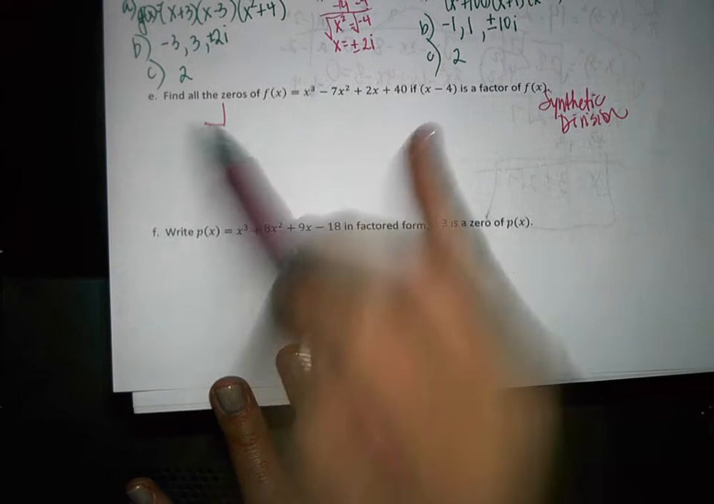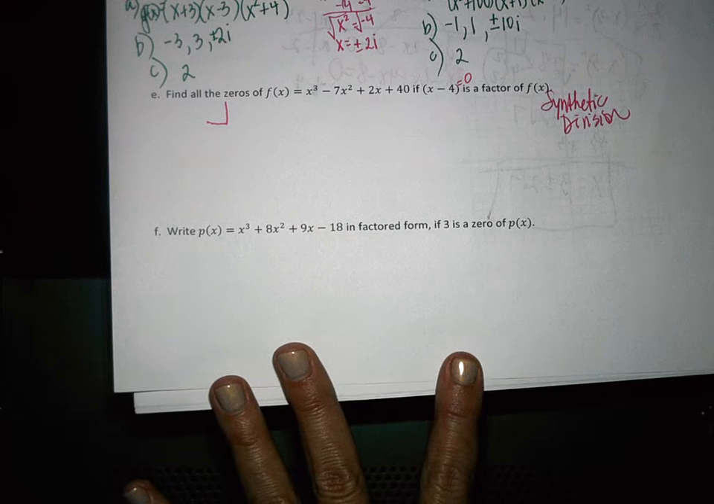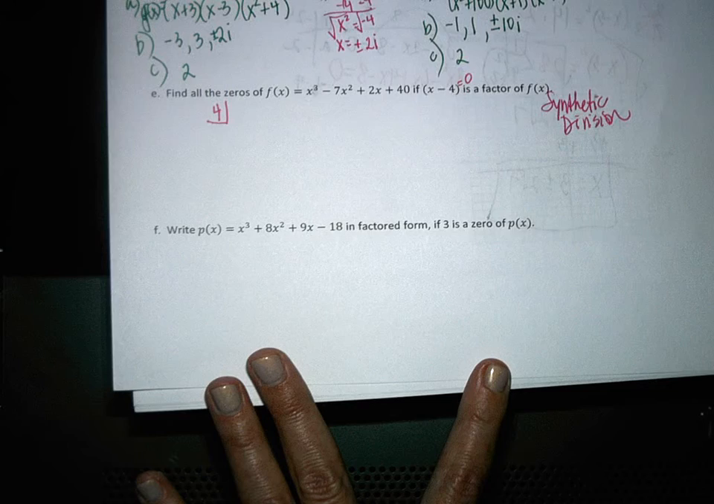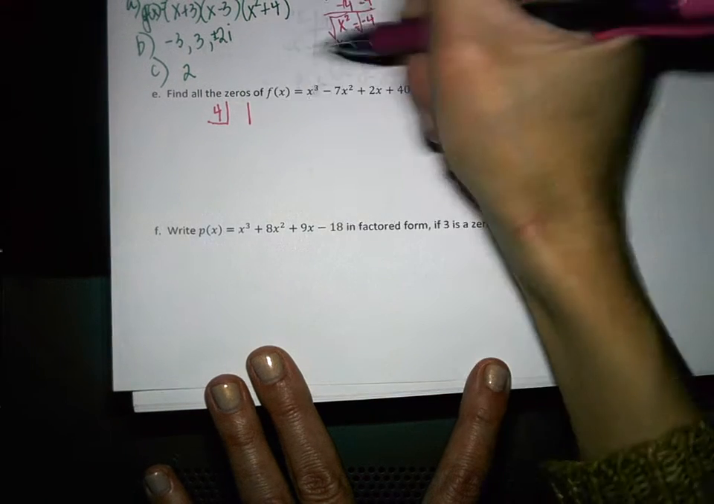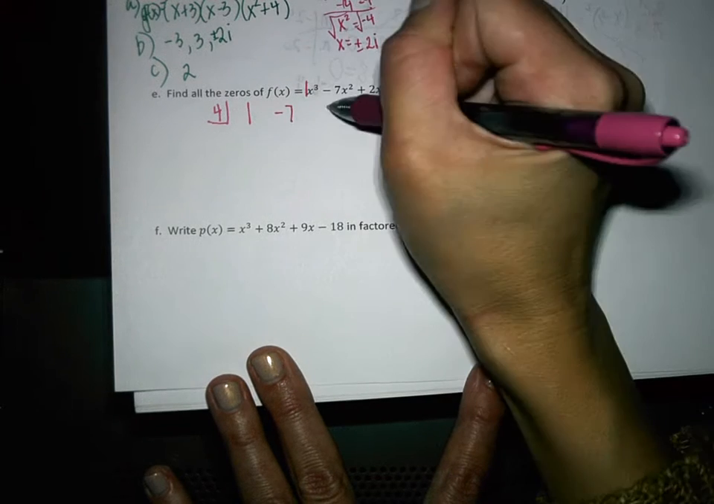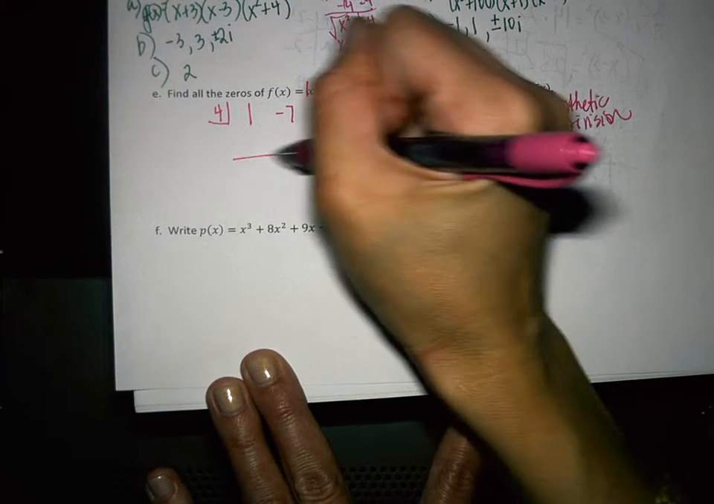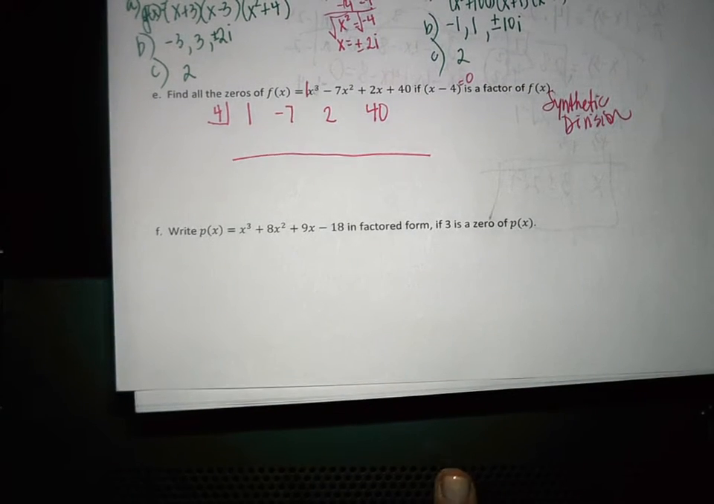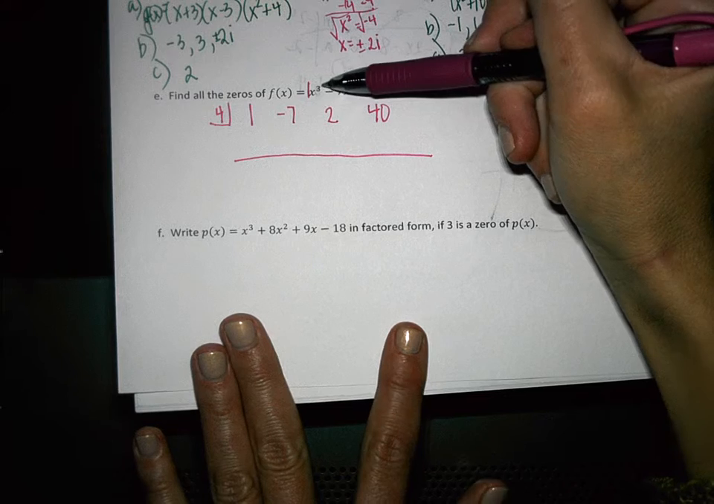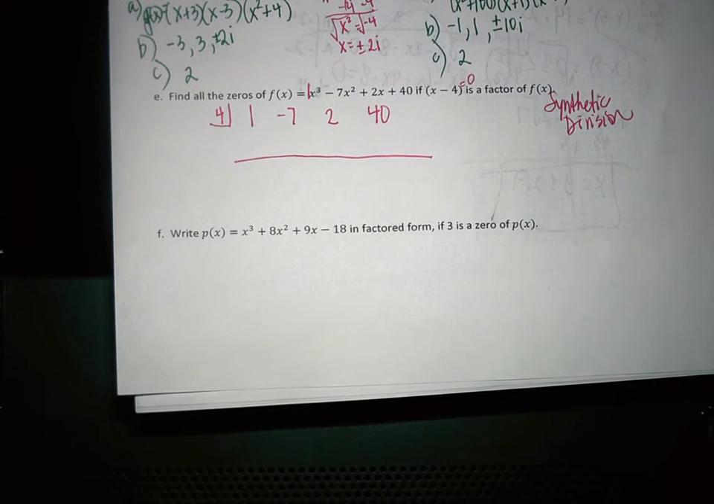What number is going to go in my little box? +4. Very good. Because we would set this equal to 0, and we would get a +4. What numbers go up here? 1, -7, 2. Bring the 1 down. Now remember to be careful, in that this goes in descending order, because if it went from an exponent of 3 to an exponent of 1, you would have to put a place marker of 0 in.